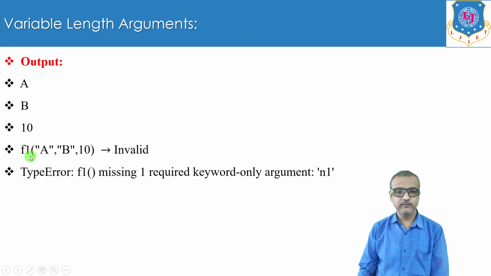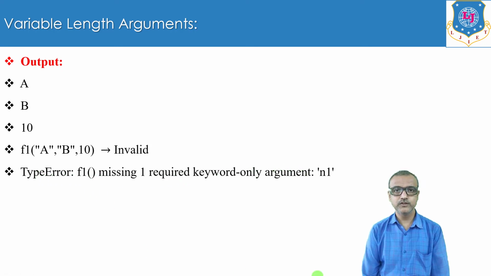But if I call the function like this, f1('a', 'b', 10), this is invalid, because here we compulsorily have to mention the keyword argument. That's why this one is invalid. It will give you a TypeError: f1 missing 1 required keyword-only argument: n1. It means over here we require n1 equals 10. Then and only then will it give you the output. Otherwise it will give you the error like this.